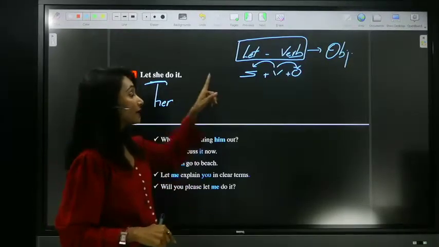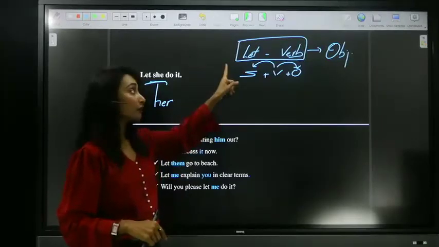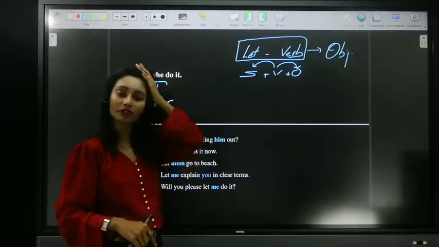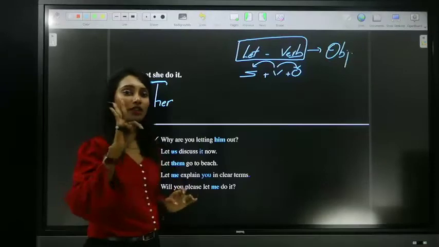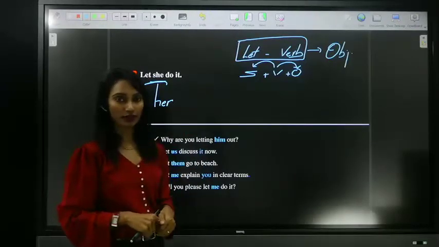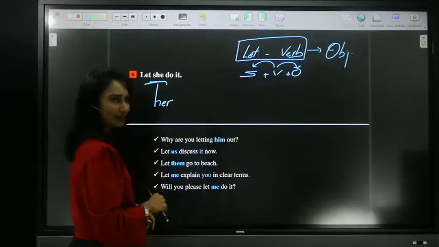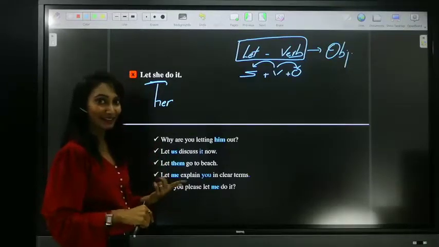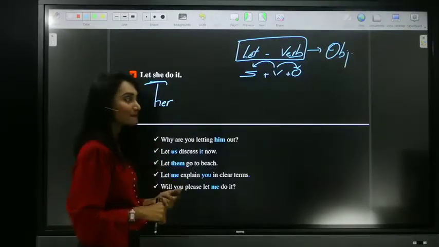Remember, let is a verb here. After a verb, it should always be the objective case, and there are three exceptions which we already discussed. Otherwise, it should always be the objective case, right? Now, let's see the next one. Let us.